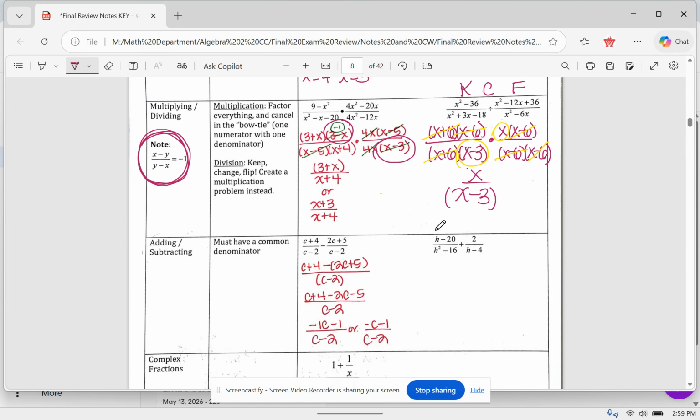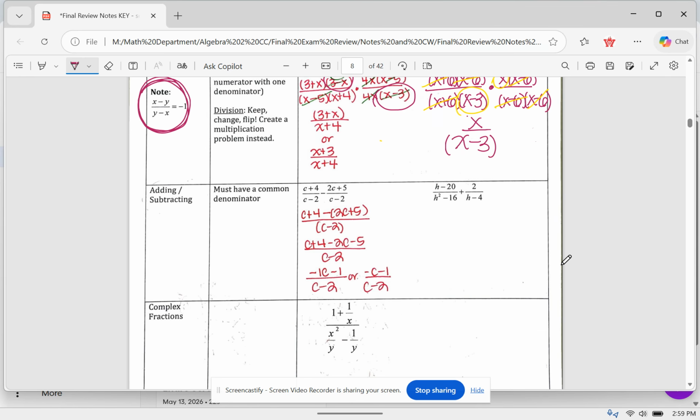All right, moving on to our next section here. When we add or subtract fractions, it's important to note that we want the same denominator before we can go forward. So, first example I already have done, they already have the same denominator, so I can just proceed. Notice how I am distributing the negative to each term of the 2c plus 5, though.